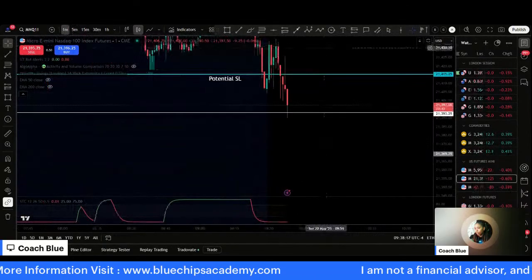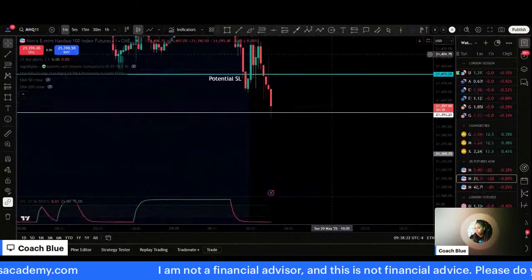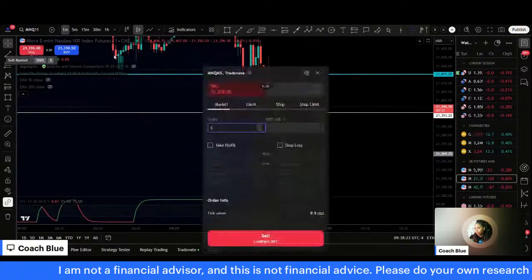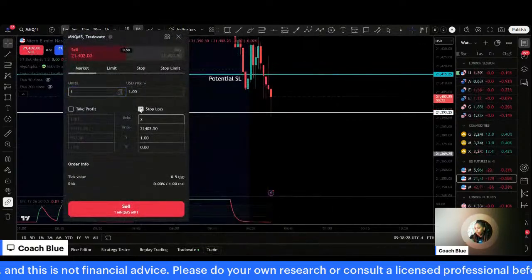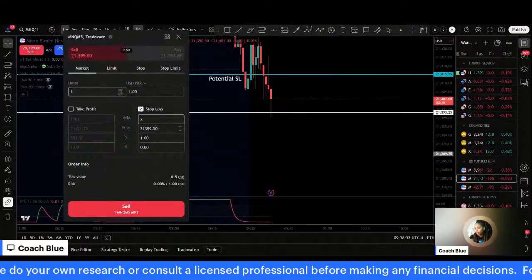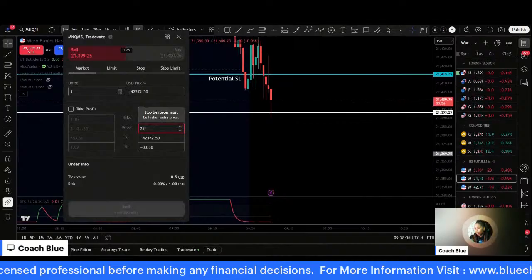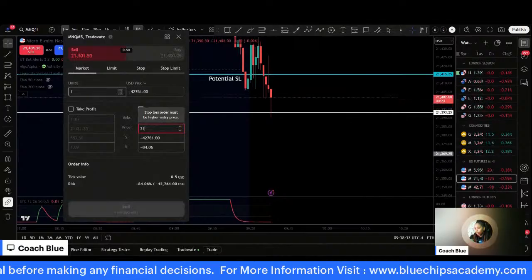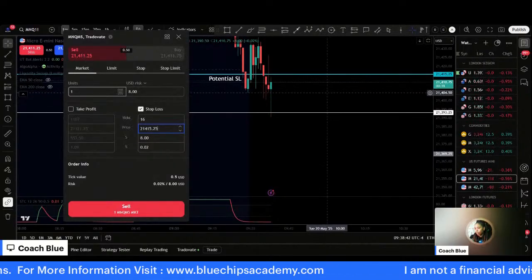So now what I'm looking for is a breakout candle. I'm looking for a breakout candle. I'm gonna go ahead and get my sell ready just in case. Okay, my potential stop loss is 21415.25. 21415.25 is my potential stop.